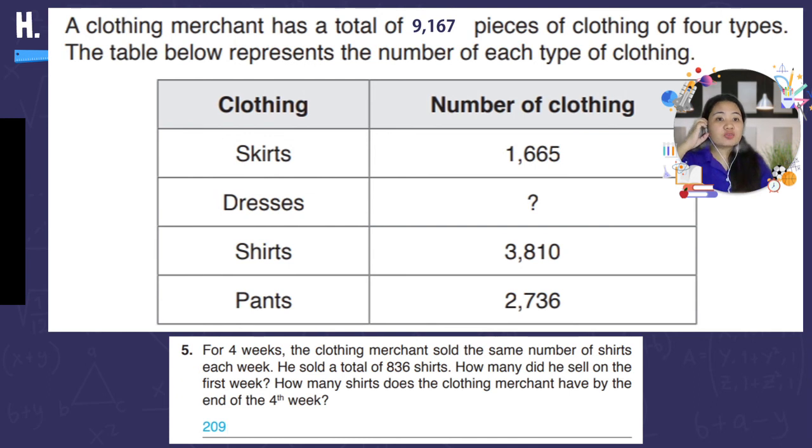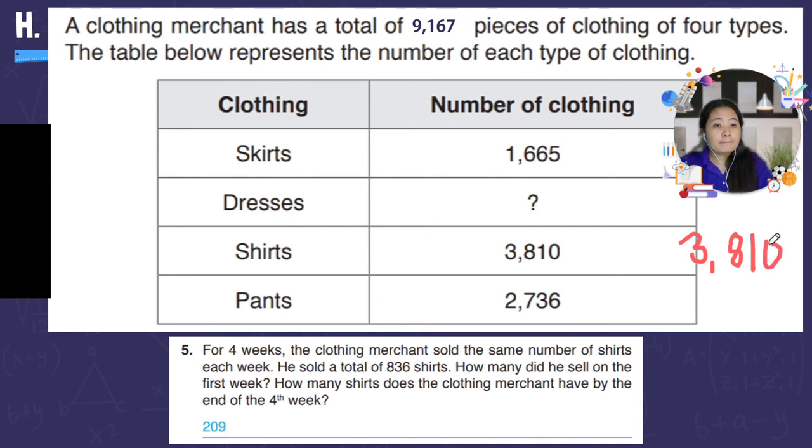Okay. Then for the last question, how many shirts does the clothing merchant have by the end of the 4th week? Remember that the shirts number is 3,810. So we have to subtract 836. Why? Because we already sold. So what will be the number of shirts left? Okay, so let's subtract.